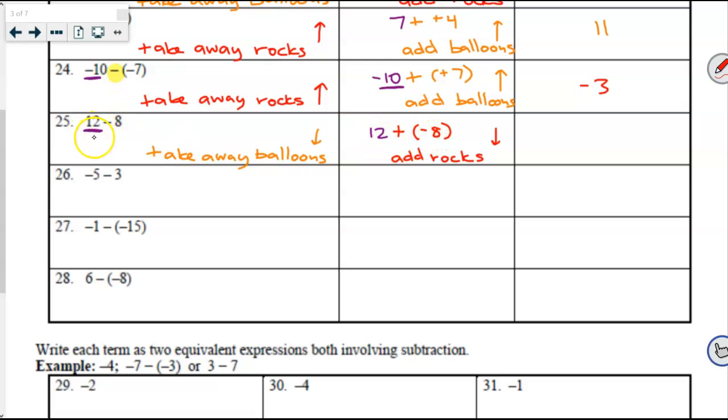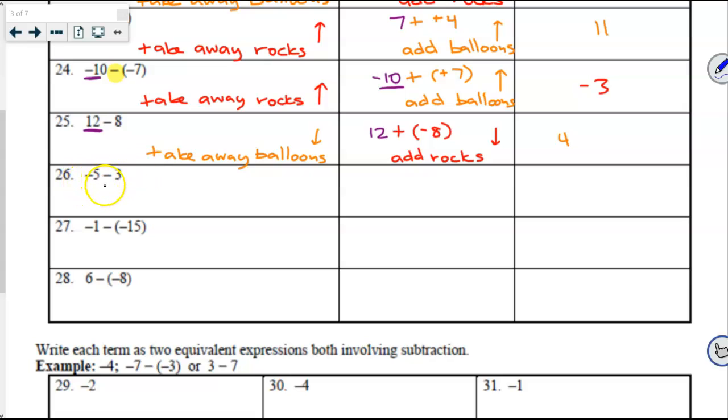Maybe it was okay to leave that one. 12 balloons minus 8 balloons. Could we have just done that one? Yeah, but is it still good practice to make that change? Yeah. So 12 balloons minus 8 balloons, and we end up with, Gabriel, 4 balloons. Yep, positive 4. All right, nice job, you guys.